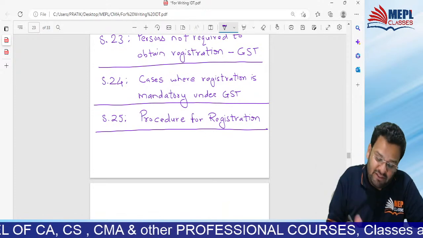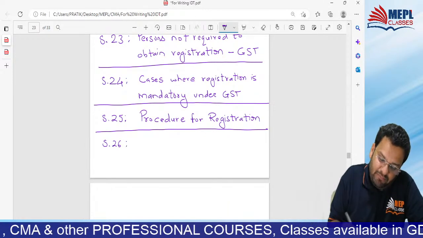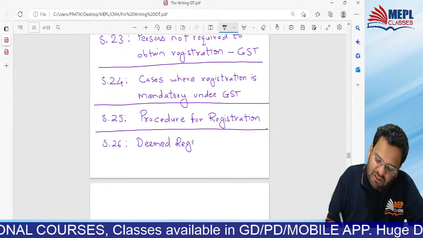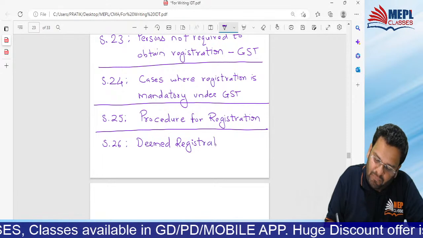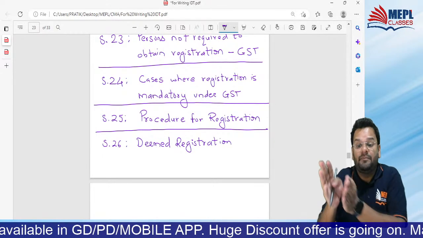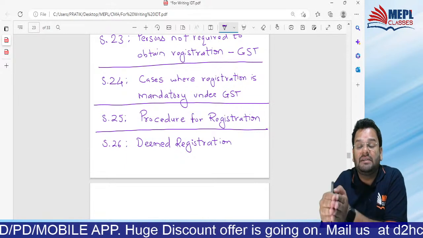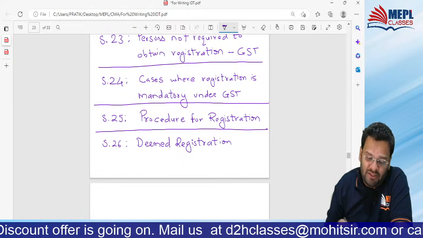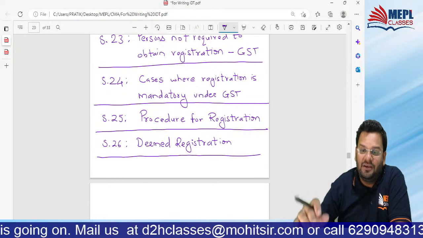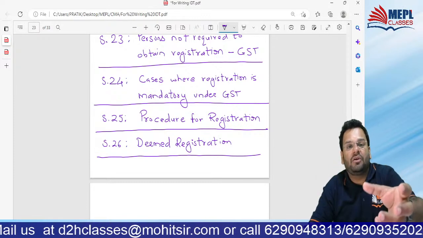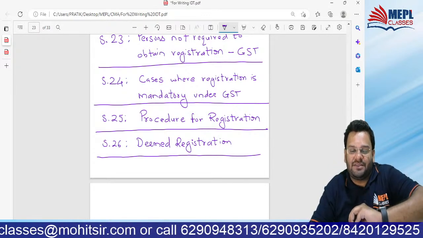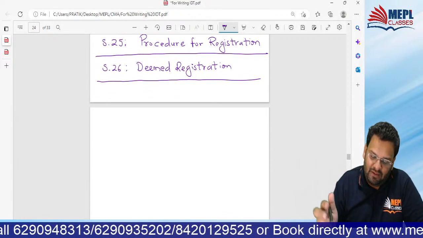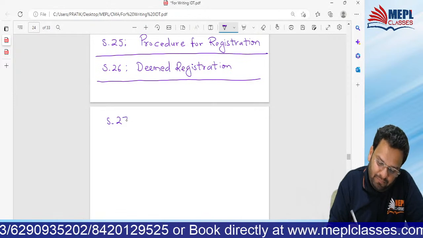26 is deemed registration. What is 26? Deemed registration means if you are registered under SGST, it is deemed that you are registered under CGST, because obviously you cannot have only SGST. Along with SGST, CGST will follow.